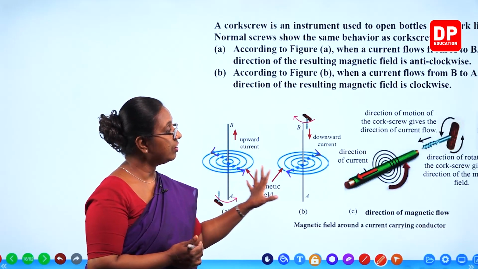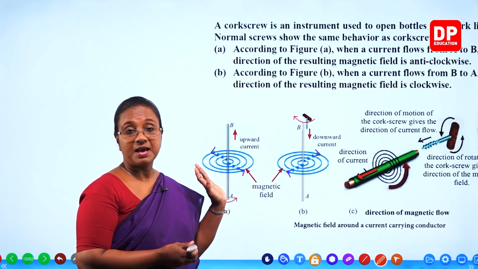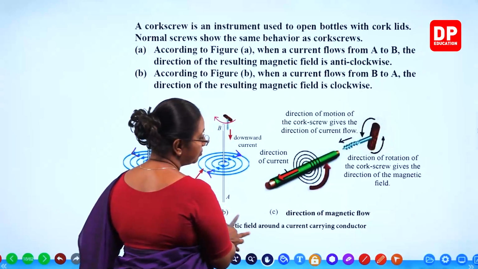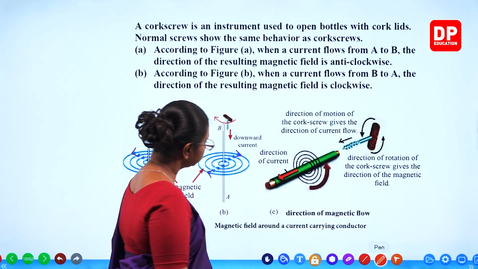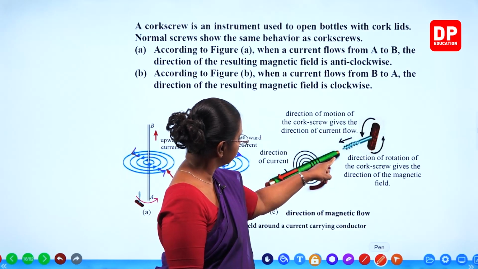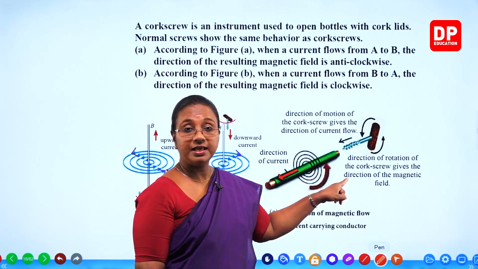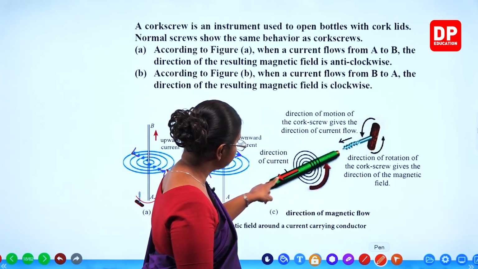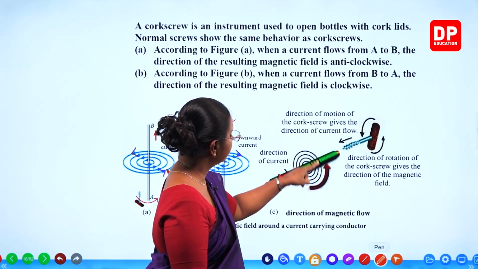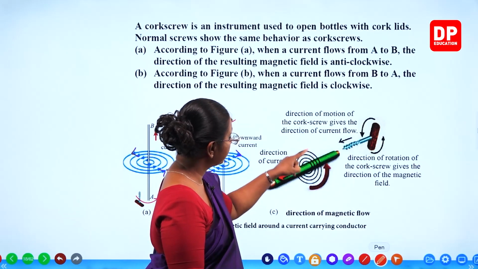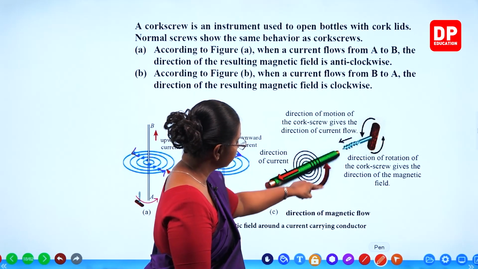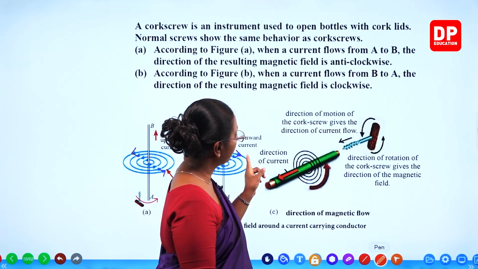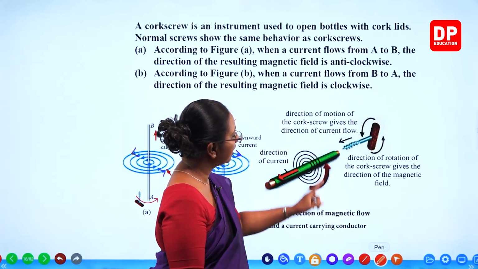So that is how we use the Maxwell corkscrew rule. Now here, look at these two diagrams also. This is the conductor. Like the conductor AB that you all saw, the direction of the current flow is shown by this red arrow, and you can see the direction of the magnetic field shown by these red curved arrows. So the direction of motion of the corkscrew gives the direction of the current flow.